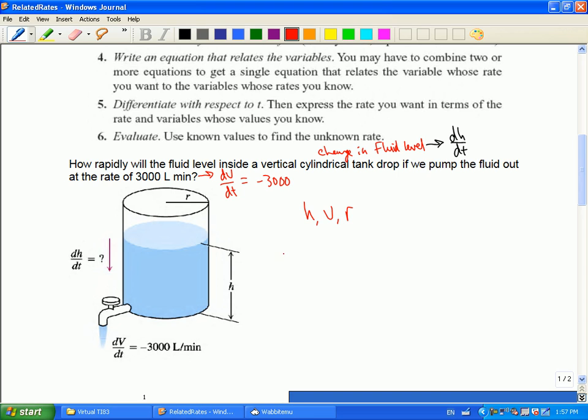So volume for a cylinder? Pi r squared h. So all I want you to try at this point on your own is see if you can take the derivative and do it implicitly. So everyone is with respect to time. Okay, see if you can manage the derivative on your own.